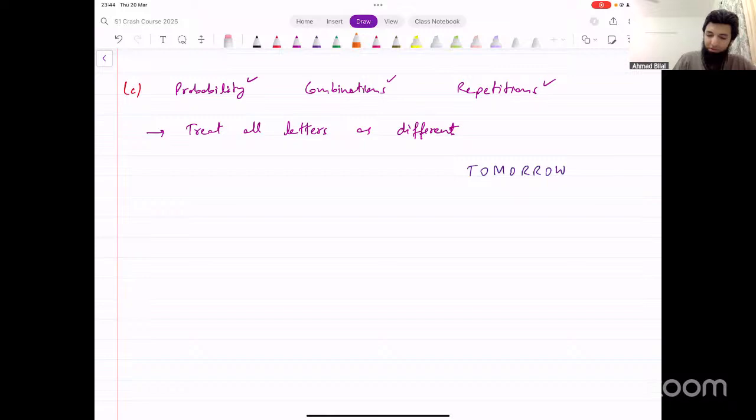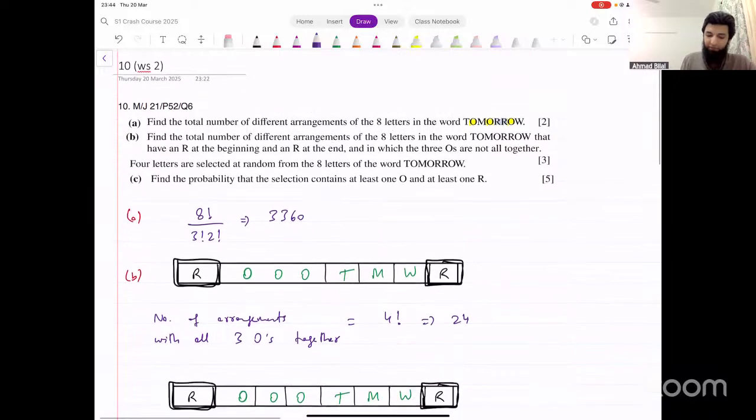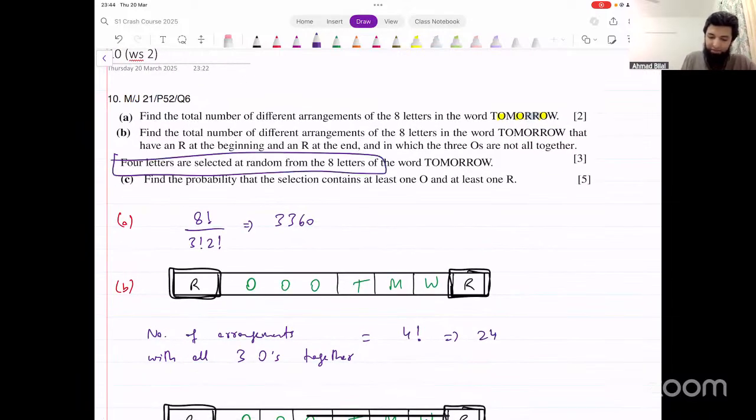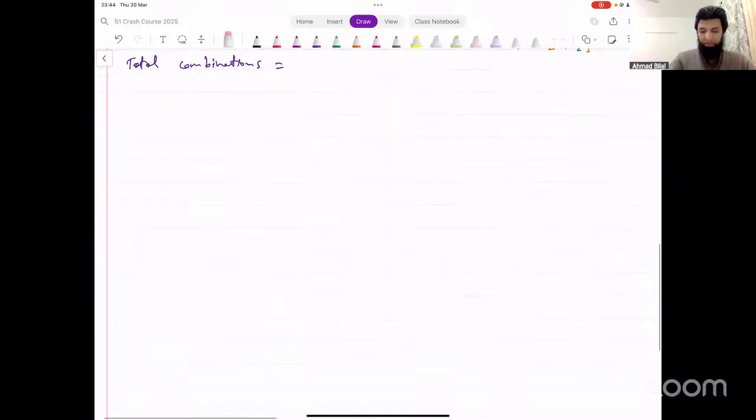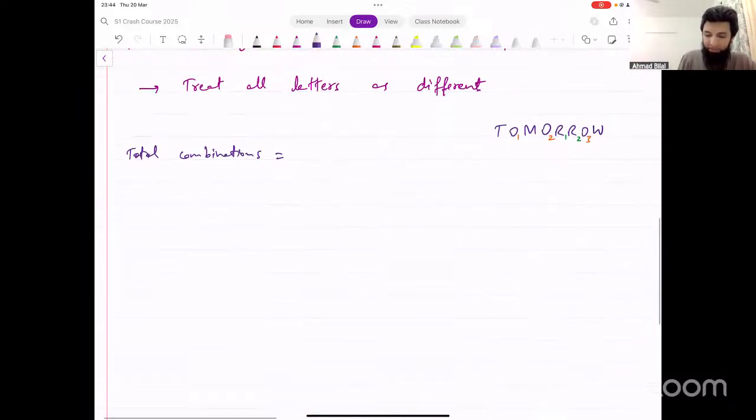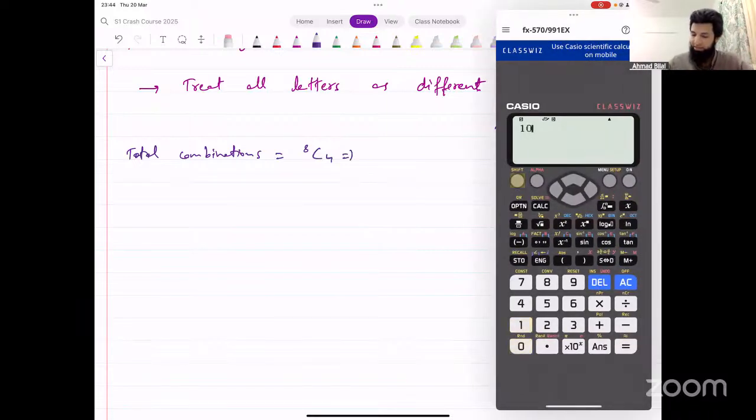We have three O's. We treat all the O's as different. So we say this is O1, this is O2, this is O3. We have two R's. We treat the two R's as different. We say this is R1, this is R2. Now, if all the letters are different, what are the total possible combinations going to be? If all letters are different, and what we have to do is select 4 out of 8 letters, if there are no restrictions, it would just be 8C4. That will be the total number of possible combinations without any restrictions. So that's 8C4.